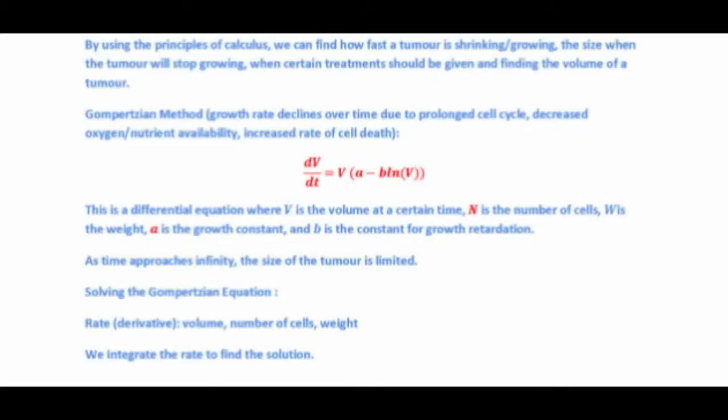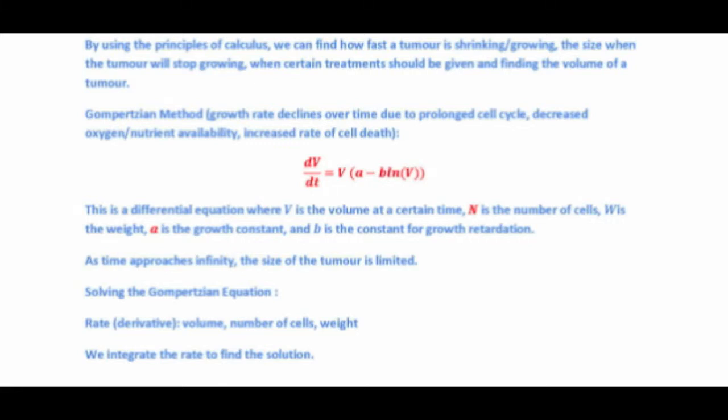By using the principle of calculus, we can find how fast a tumor is shrinking or growing, the size when the tumor will stop growing, when certain treatments should be given, and the volume of a tumor. Growth rate declines over time due to prolonged cell cycle, decreased oxygen and nutrient availability, and increased rate of cell death.